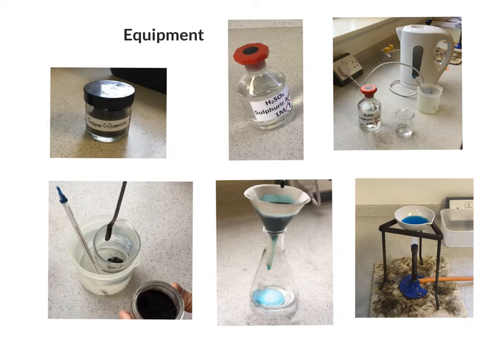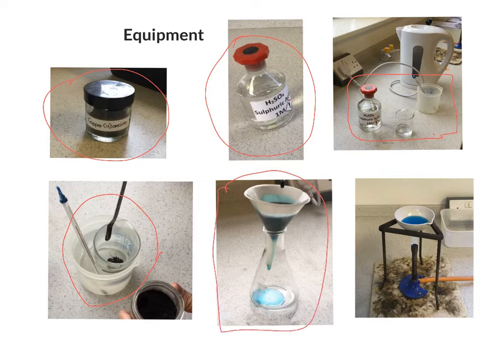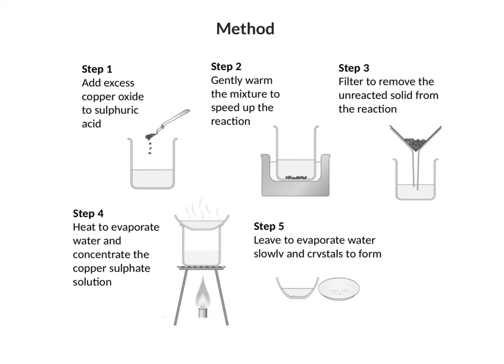If we look at the method, some of the equipment that you're going to use: your copper oxide powder and your sulphuric acid. You're going to warm your acid up in a water bath, and add your copper oxide to the acid to neutralise it. Once all of the acid has been neutralised, you'll end up with excess copper oxide, the insoluble black powder, and you need to filter off your blue copper sulphate solution from your excess black powder. That technique is filtration. Then you need to evaporate your copper sulphate solution so that you get your copper sulphate crystals. That method is outlined here.